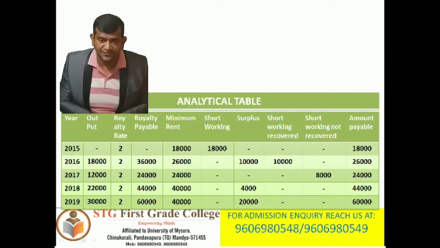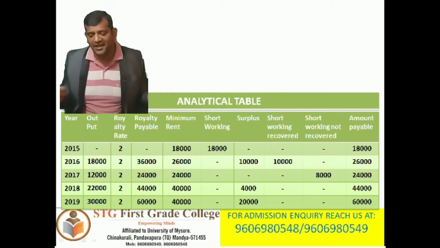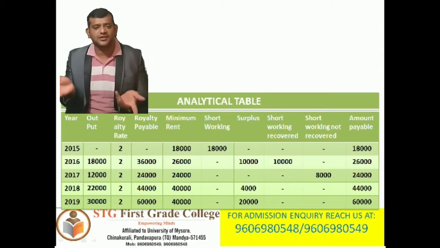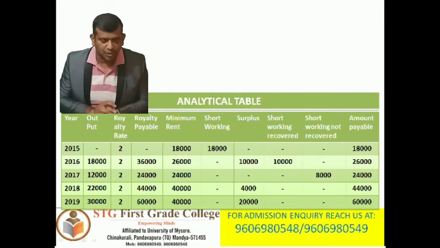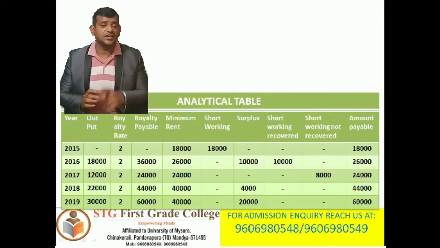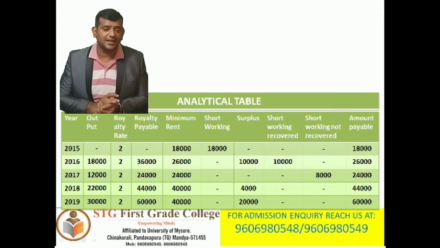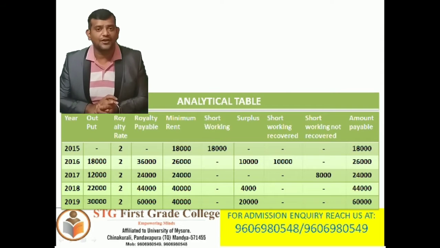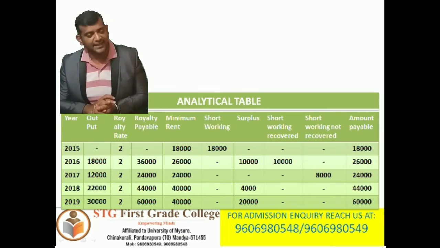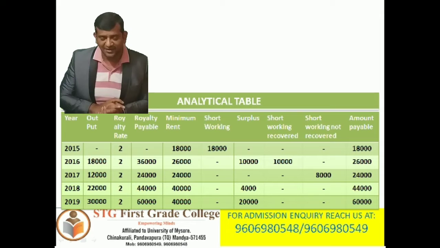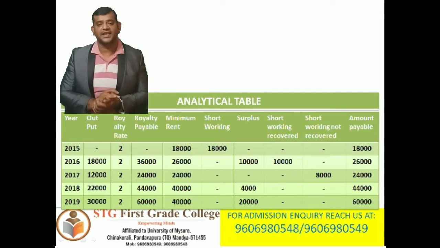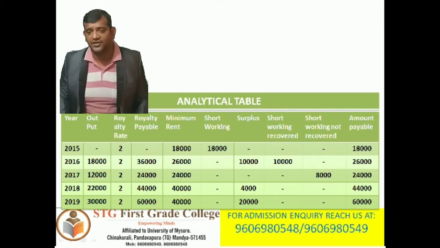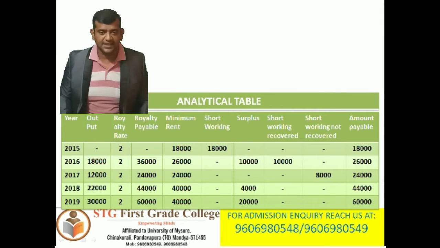In the year 2015, what was the output? There was no output, nil. So what was the royalty rate? 2. So 0 into 2, 0 only. So royalty payable is 0. But the minimum rent in the first year is 18,000. So mention 18,000 in the minimum rent column. Short working: there is no royalty payable, so the entire minimum rent of 18,000 is the short working. Surplus nil, short working recovered nil, short working not recovered nil, amount payable 18,000.